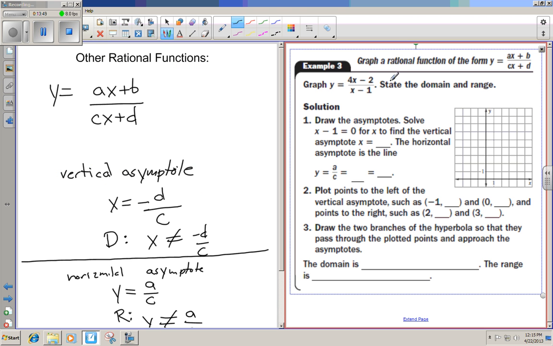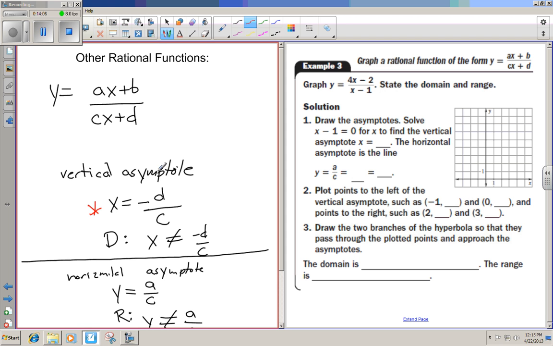So here we go. Look at this. (4x minus 2)/(x minus 1). It's all set up like that. State the domain and range. Come up with the asymptotes. All that stuff we have to do. So from over here, you should see that the asymptote is negative d over c. So for this, (4x minus 2)/(x minus 1), this is a, this is b, this is c, and this is d.